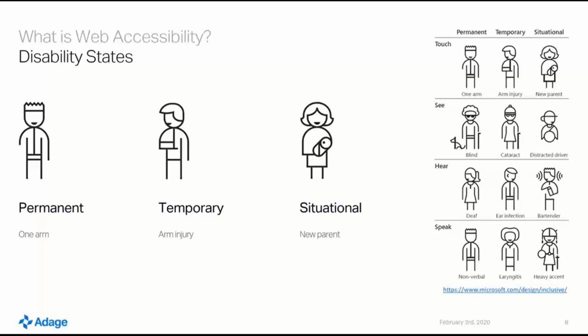As we see here, these disability states and spectrums really span across all the different categories of disability. So when we think about making things accessible, there are really a lot of people that are being affected by the accessibility effort.